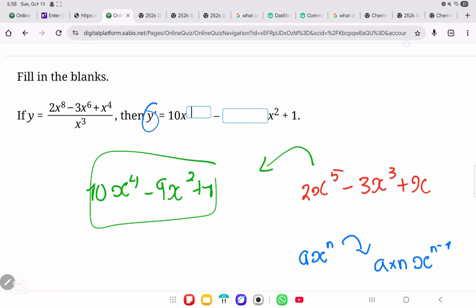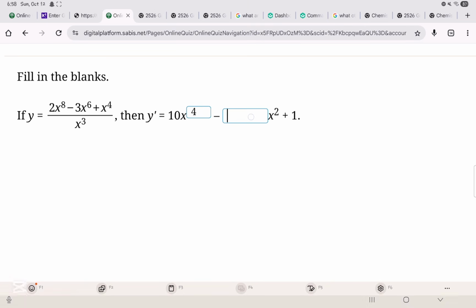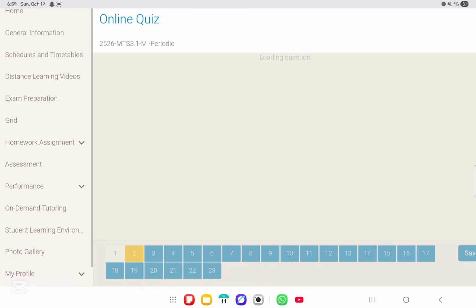Later on, we'll apply something not in this quiz, but in the other quiz, called the chain rule. And we will learn how to deal with it in the other quiz. So, perfect, we found the first one. It's 10x to the power of 4 minus 9x squared plus 1. Let's move on to the second one, question number 2.